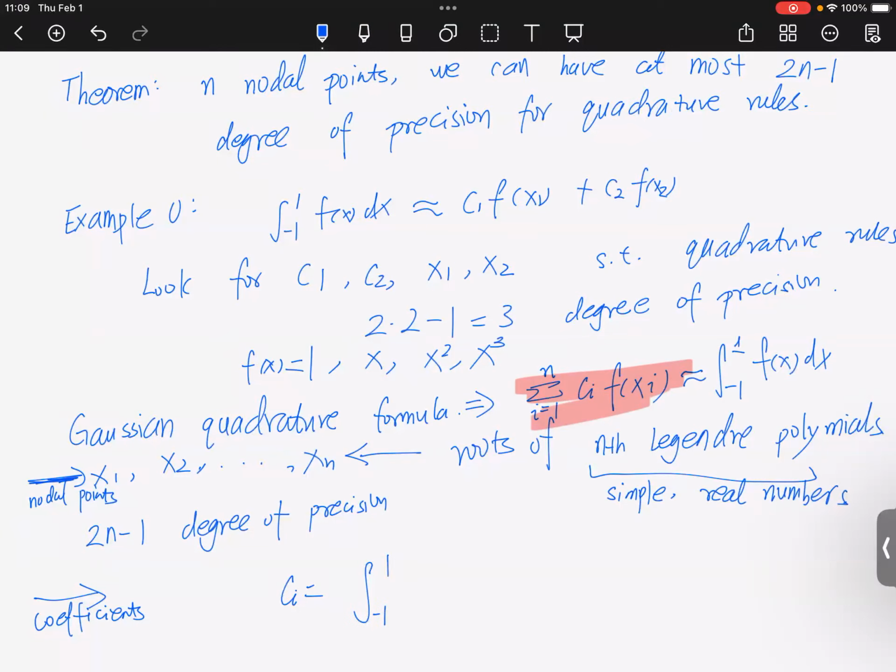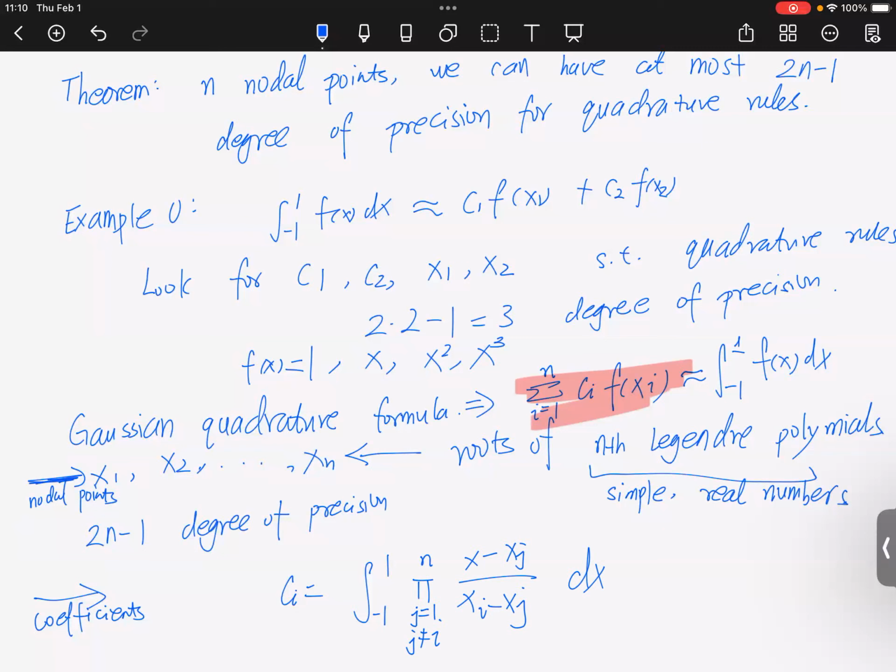We are doing the integration, and don't forget that this part is just the basis functions from the Lagrange polynomial: the product over j not equal to i of (x minus xj) over (xi minus xj). Because we are calculating Ci, we have xi here and xj here, and you do the integration over the interval -1 to 1, so this is a fixed number.